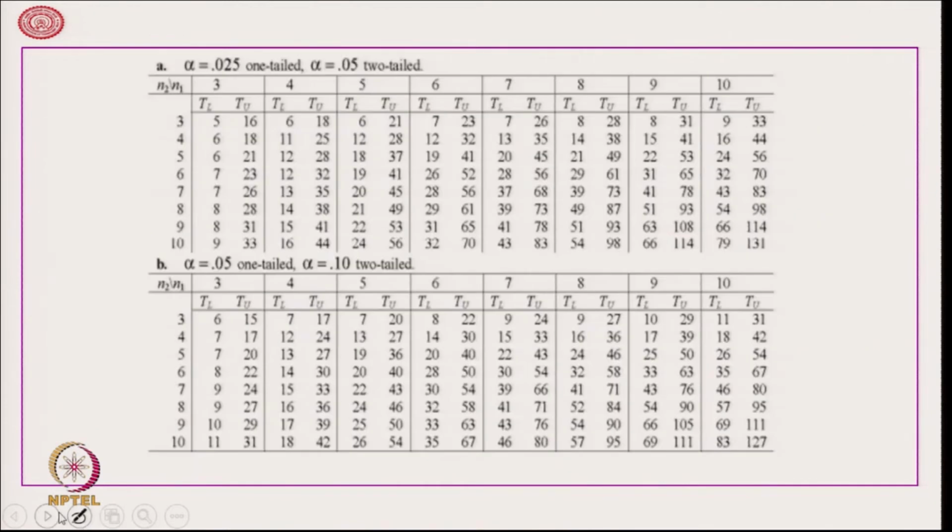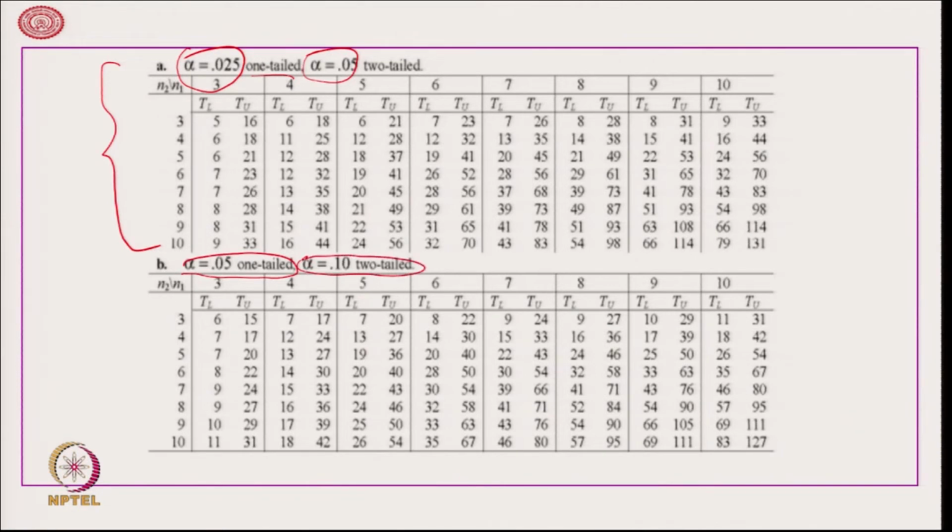So, let us now have a look at the table. It is given that the upper part is for alpha equal to 0.025 for one tailed or alpha equal to 0.05 for two tailed. Similarly, this side is alpha equal to 0.05 for one tailed or alpha equal to 0.1 for two tailed.